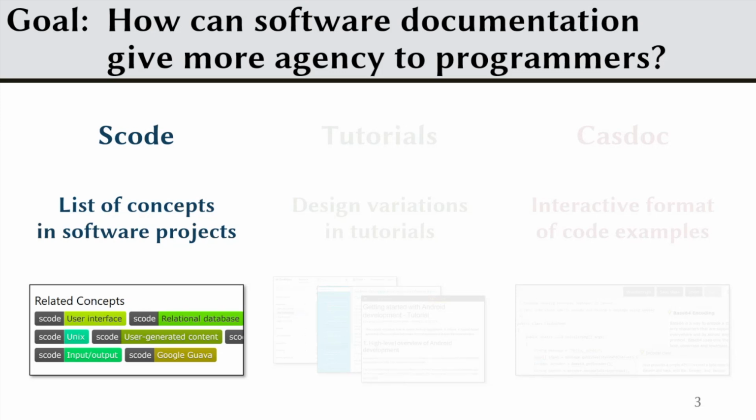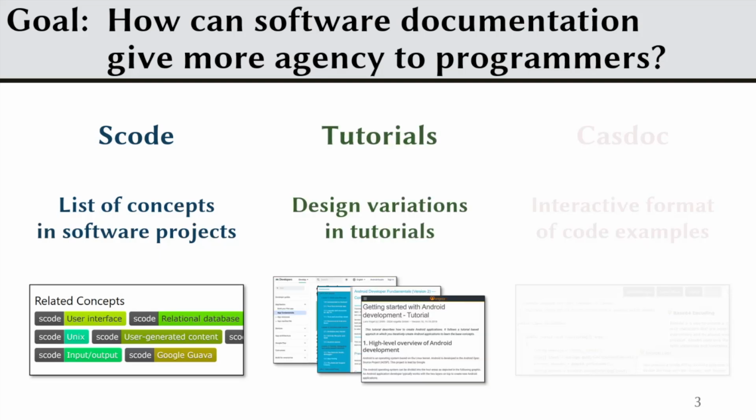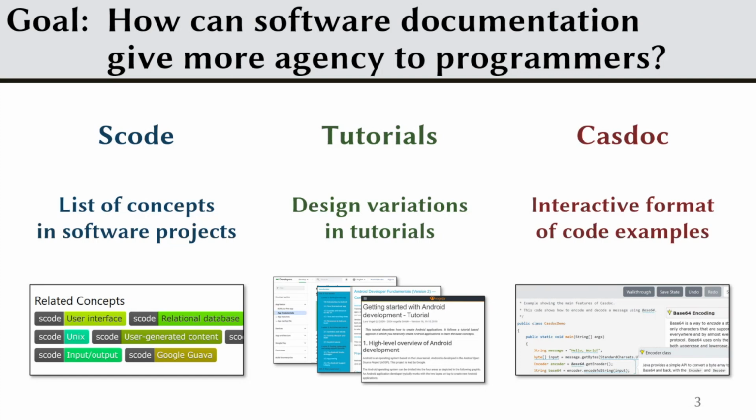I went through this process in 3 main projects. The first one was code. The goal of this project was to list the concepts that the reader needs to know about before getting into the document. Then I studied some tutorials to understand a little bit what this design space is. So basically, what are the possibilities to design different documents for each reader? And this led me to designing Casdoc, which is a new format for documentation, which is a bit more accessible, a bit more adaptable, more personalizable to the readers.